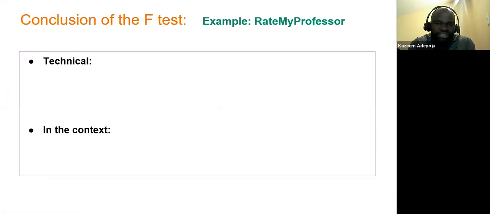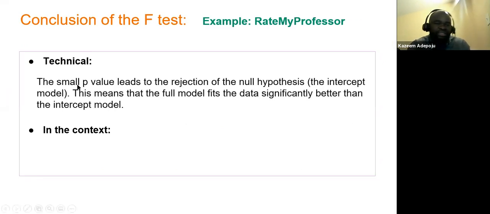So what I'm trying to say is that technically, and that was why I said, the small p-value leads to the rejection of the null hypothesis. What are you rejecting? You're actually going to reject the intercept model. And rejecting the intercept model means that the full model fits the data significantly better than the intercept model. That's exactly what we're trying to say.